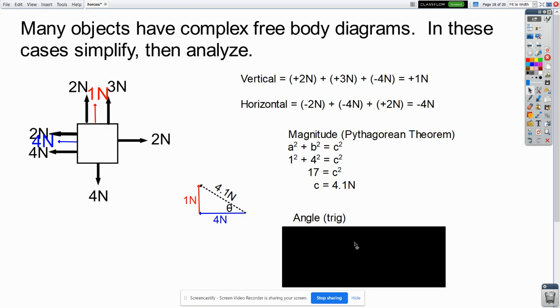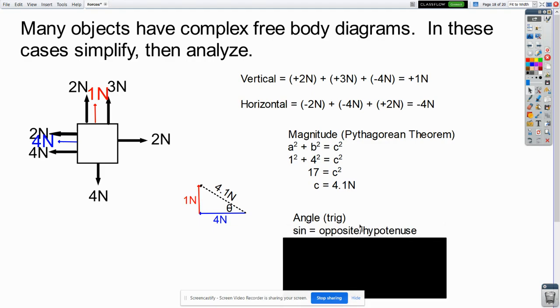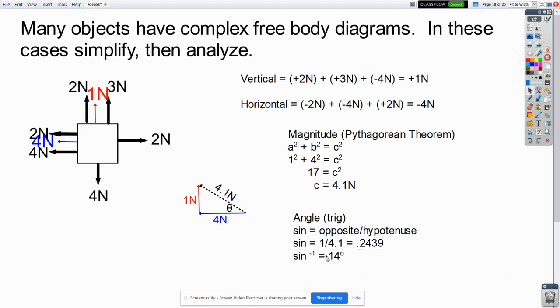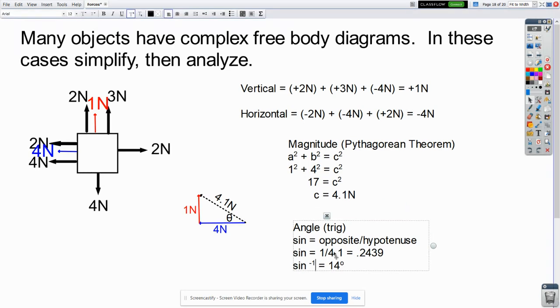For that, we do some trig. I always use sine because it's the first one in all the mnemonic devices, the easiest one for me to remember. Sine is opposite over hypotenuse. The opposite is the one that's not touching that angle, 1 Newton. The hypotenuse is the net, what we just calculated, 4.1. So 1 divided by 4.1 is 0.2439. To turn that into an angle, I'll do the inverse sine. The inverse sine of 0.2439.